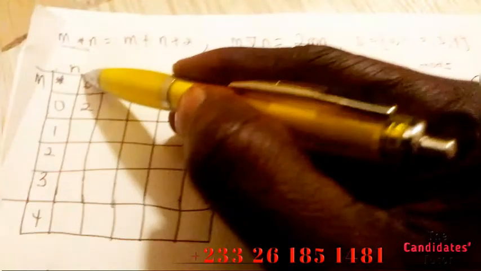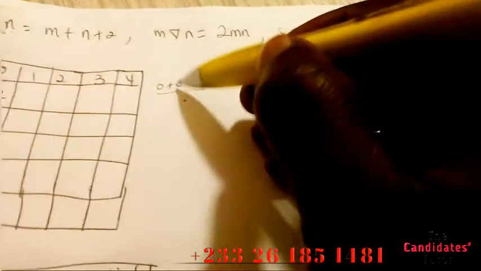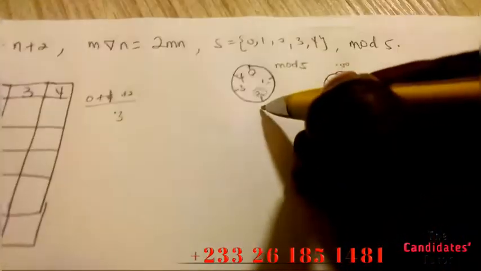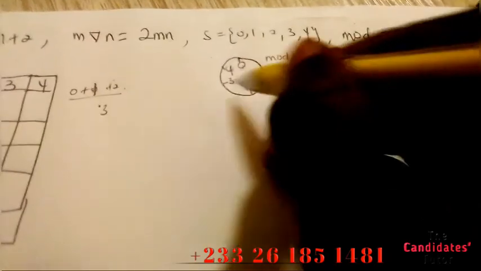Now n is going to change to 1. So let's say this is my n, the second number here. Let me change this one to 1. If I change this one to 1, the answer just changes to 3, and in mod 5, I'm still going to get my 3. So I repeat.